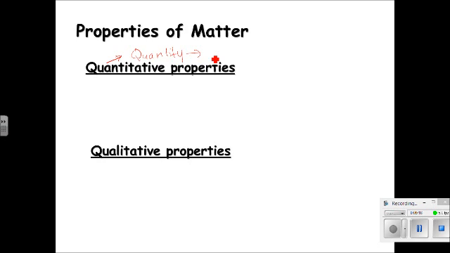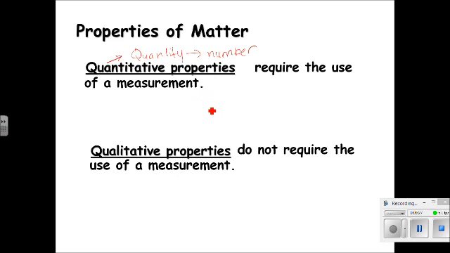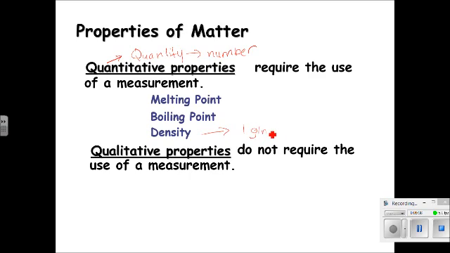And I remember that as number. So when we talk about quantitative properties, what we're talking about is things that require the use of a measurement. For example, if we wanted to define matter in terms of melting point, boiling point, or density, all these require numbers. This would be a density number. Boiling point might be, for water, 100 degrees Celsius. Melting point is 0 degrees Celsius. They all require a number, so they are quantitative properties.